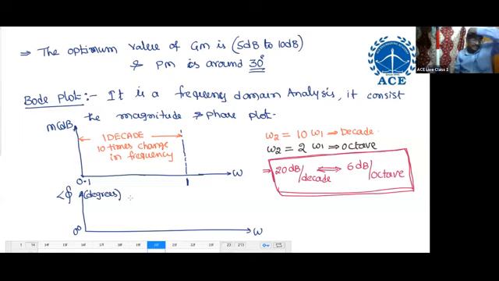That's all. Next, the drawing procedure for the Bode plot and the remaining things we'll discuss tomorrow. Up to this, remember at least the Bode plot definition and the conversion. Okay, I'll close here. If you have any doubt, you can ask.